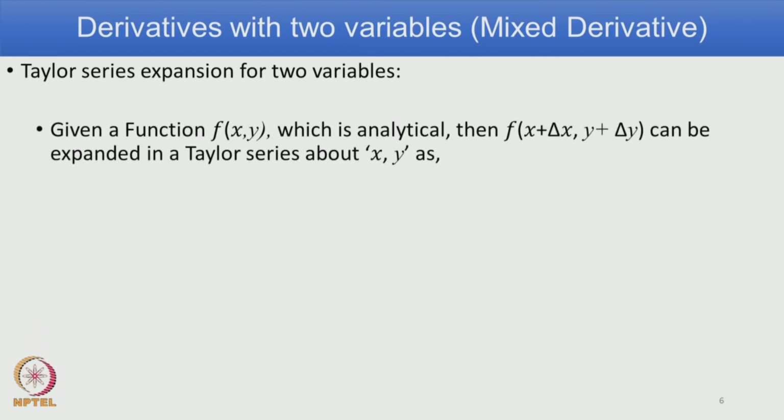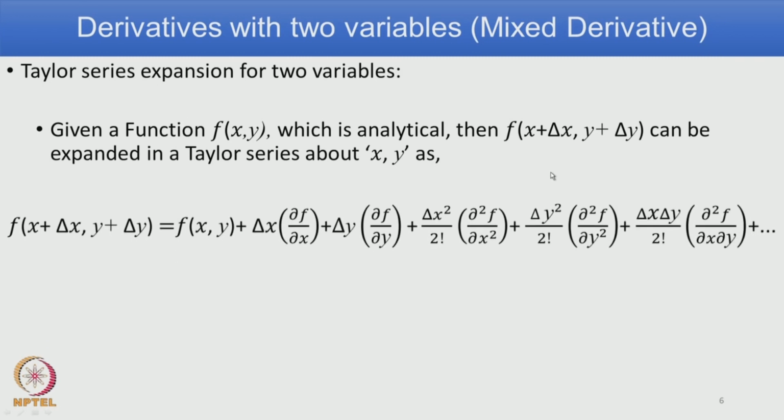Again, function f is dependent on x and y. So, we do the Taylor series expansion with f of x plus delta x and y plus delta y, and we see here the Taylor series expansion formula written: f of x and y, delta x dou f by dou x, with the new term here for the other direction, delta y dou f by dou y. So, this comes as a pair.